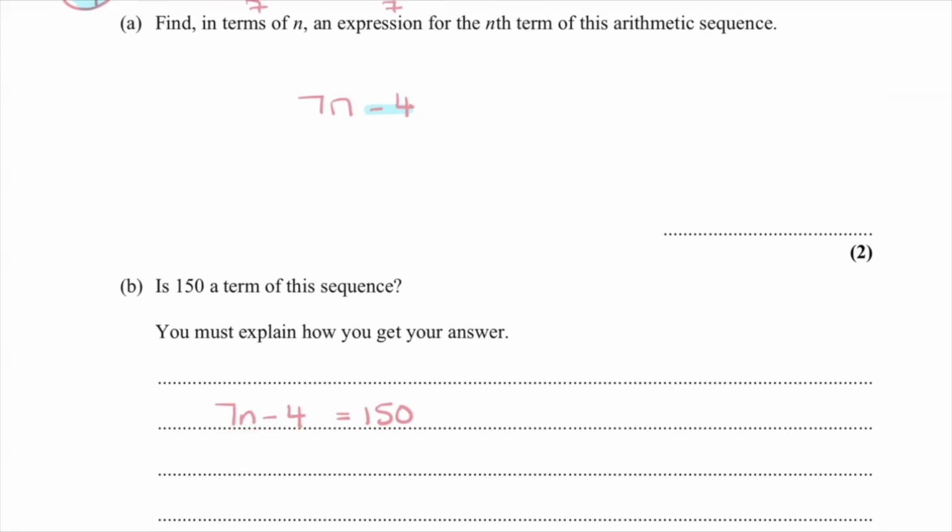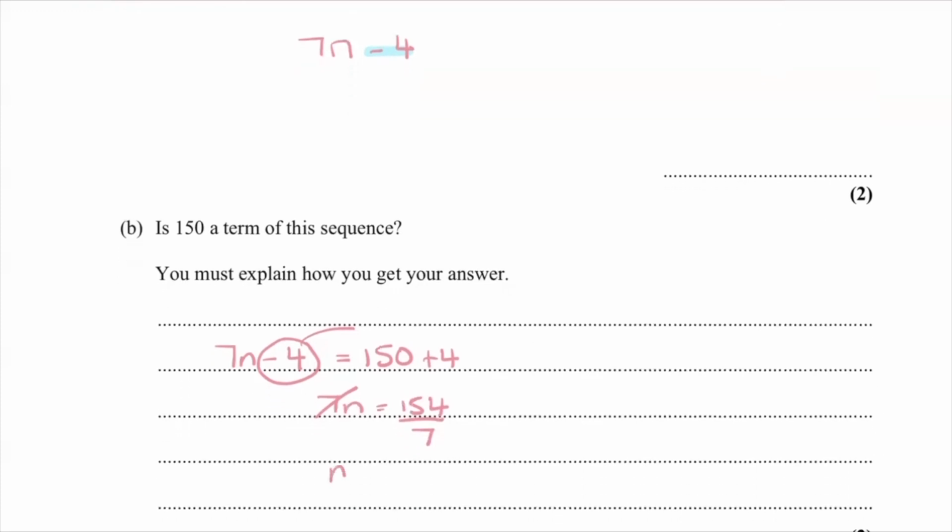So we're just going to solve the equation. I'm going to add 4 to get 7n equals 154. I'm going to divide through by 7, which gives me n equals 22. It's a whole number, so yes, 150 is in the sequence.